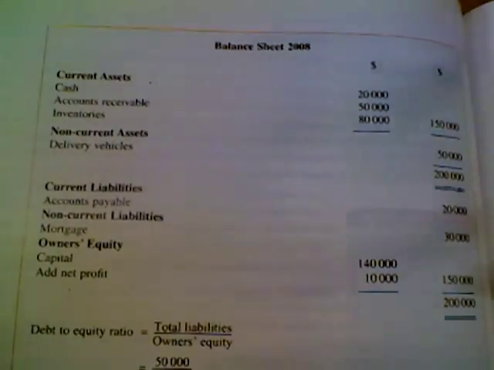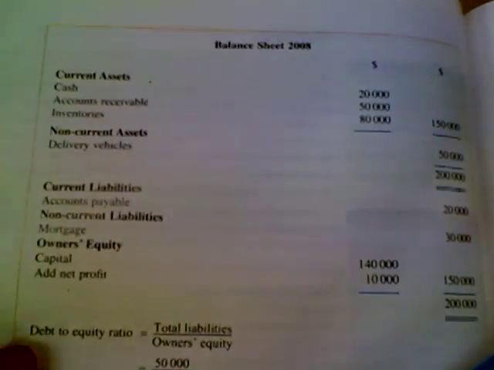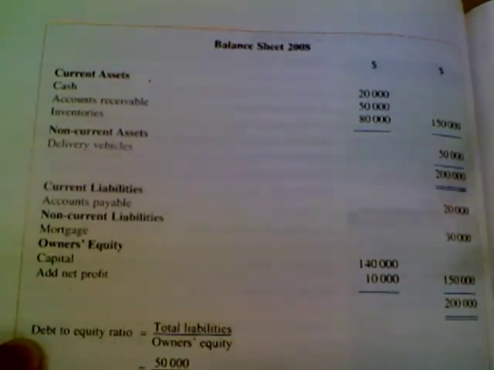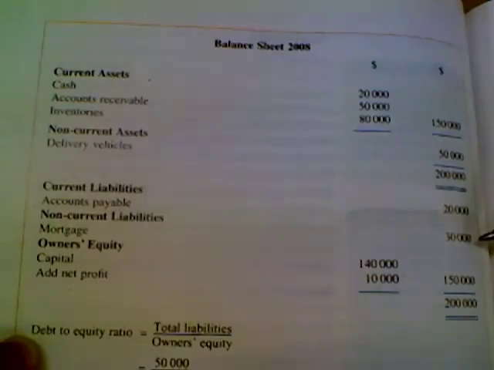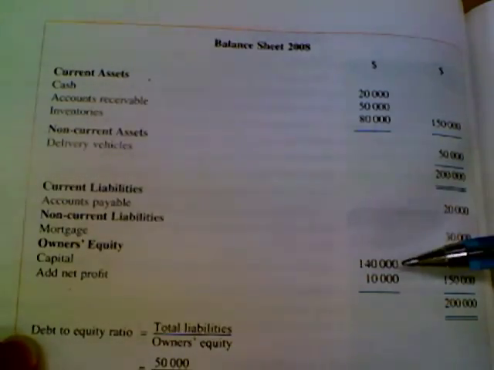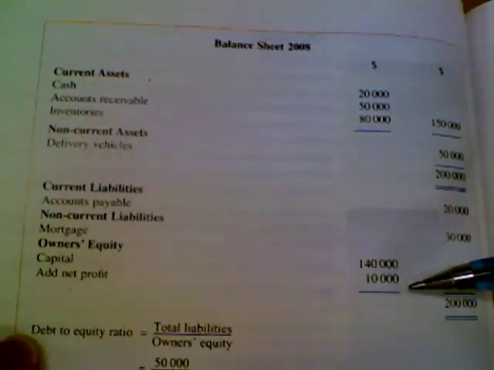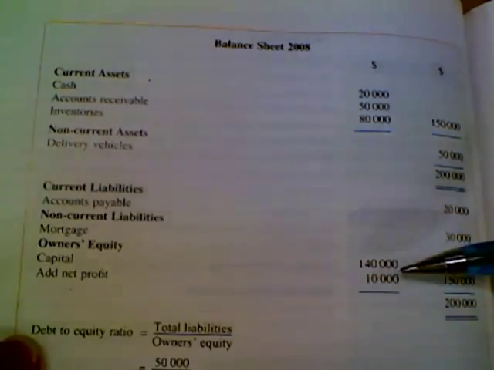Now, as you recall from our previous recording, the solvency ratio is calculated by looking at your total liabilities and dividing it by your owner's equity. So in this case, our total liabilities would be $20,000 for accounts payable and $30,000 for a mortgage, which gives us $50,000. And our total owner's equity would be $140,000 for the capital and $10,000 for net profit. Remembering, gentlemen, net profit that comes from the profit and loss statement is part of the owner's equity. So that'll give us $150,000.